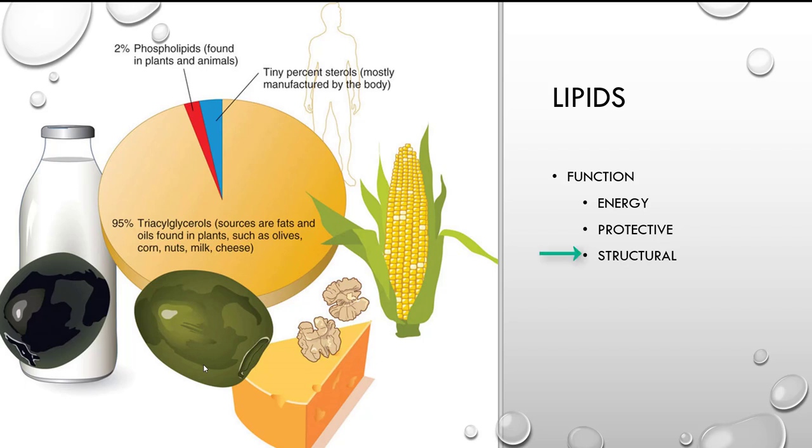And then finally, it's also involved with structural components. So the previous video alluded to the fact that our cell membranes are made of phospholipids, and since phospholipids are a type of lipid, our cell membrane is made of lipids. And that separates the inside of the cell from the outside of the cell. So all of our cells have that.